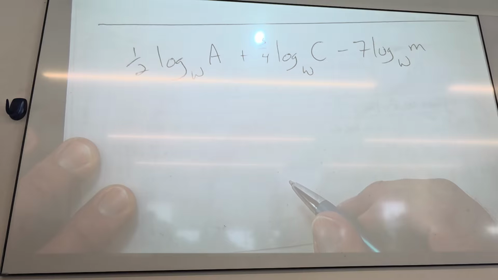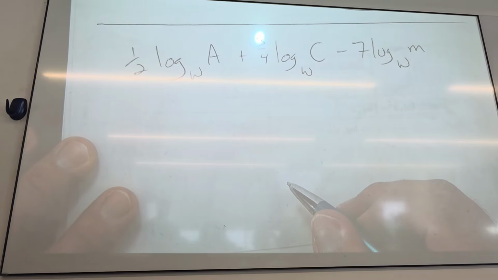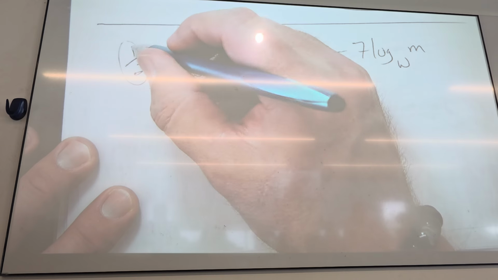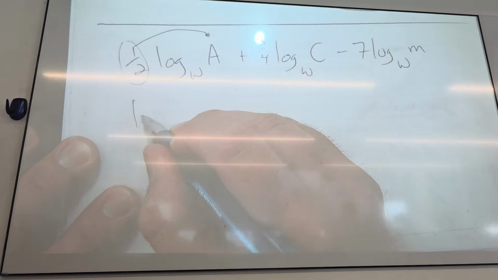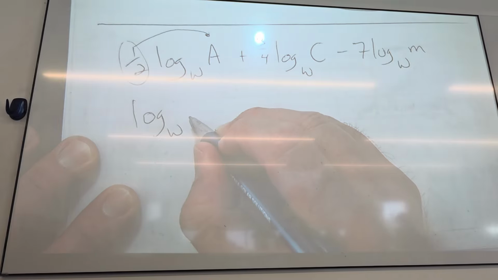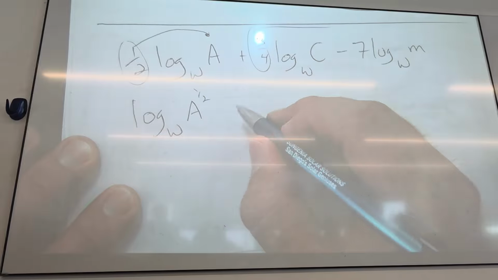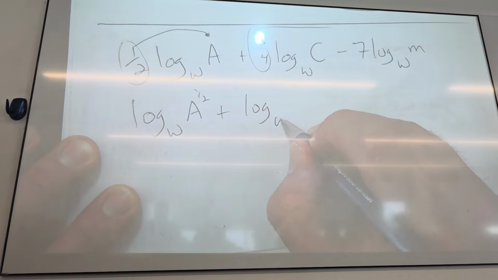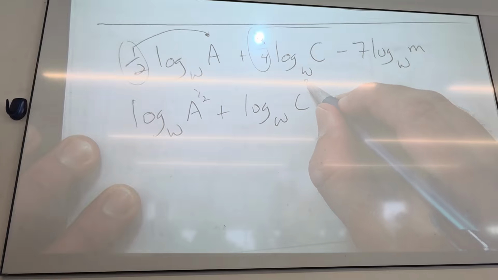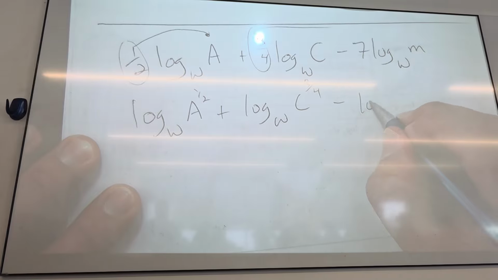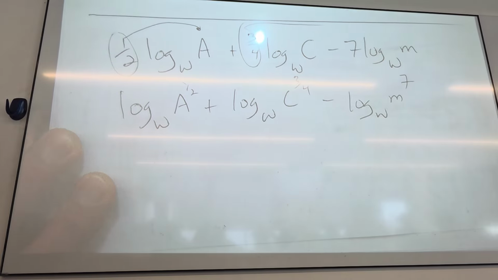So what's the first thing you guys are doing? Open the power. Yeah, so this coefficient can become a power and so forth. So I can rewrite this as log base W of a to the 1/2 plus log base W of b to the 3/4 minus log base W of m to the 7. Cool.